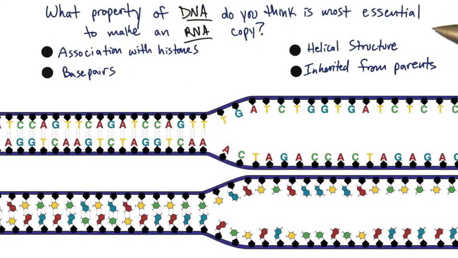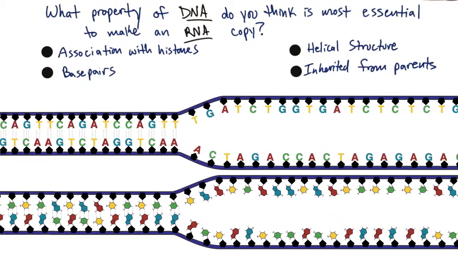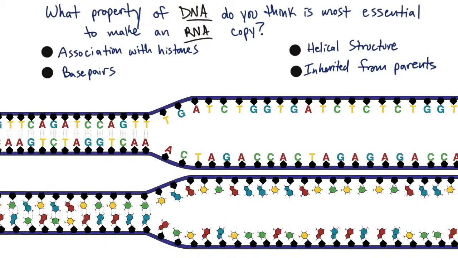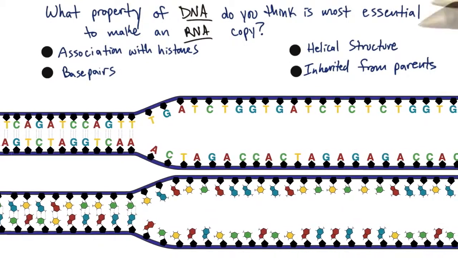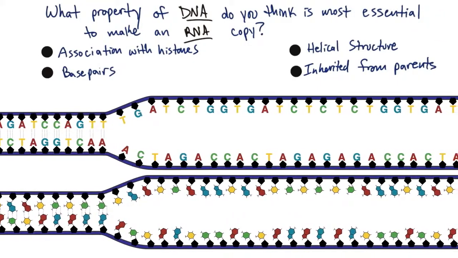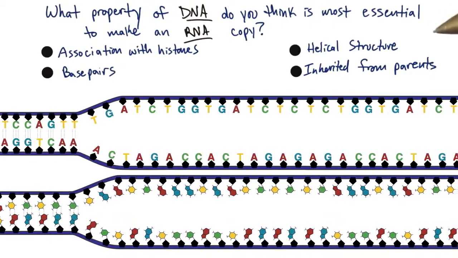So I want you to see if you can tell me, what property of DNA do you think is most essential to make an RNA copy? Do you think it's that DNA is able to associate with histones, that it can have a helical structure, the fact that it base pairs, or the fact that it's inherited from your parents? Go ahead and pick which answer you think is best.